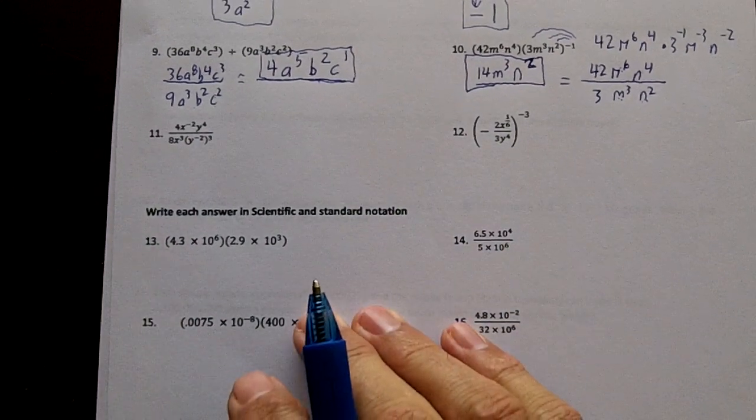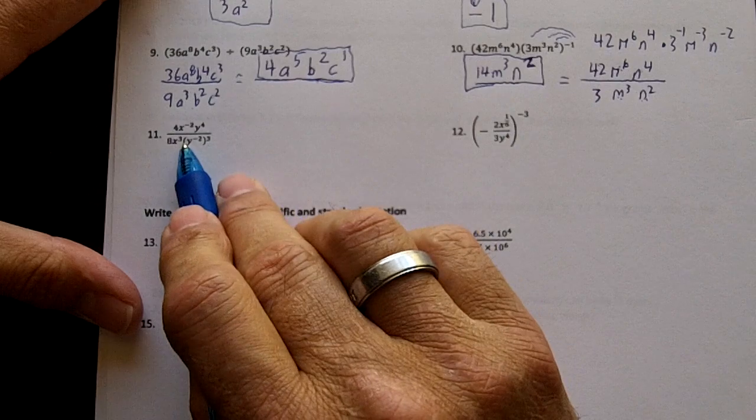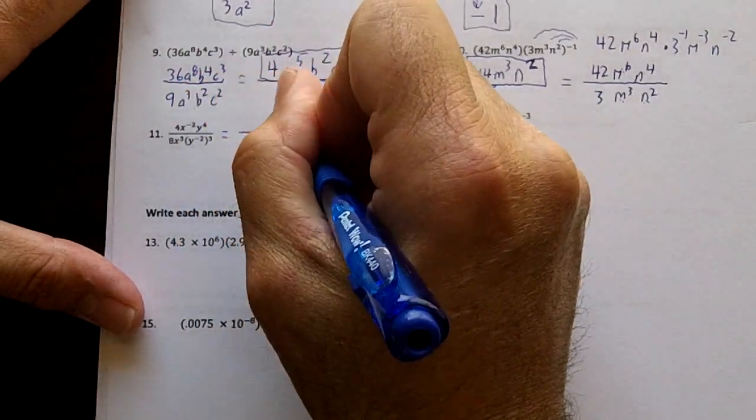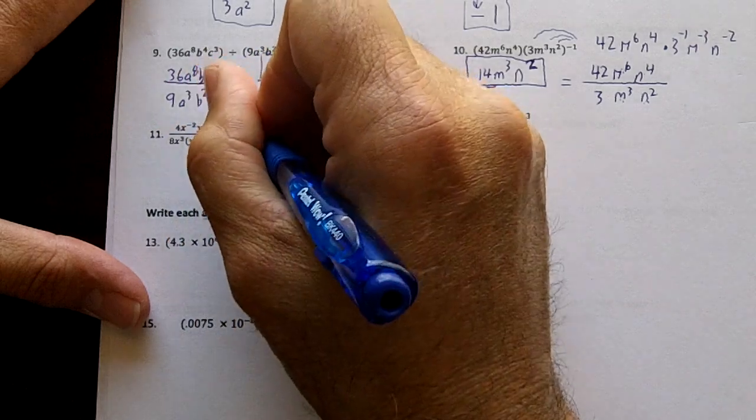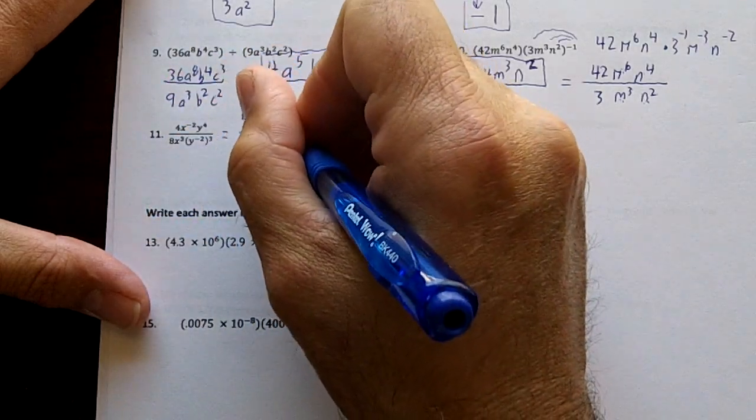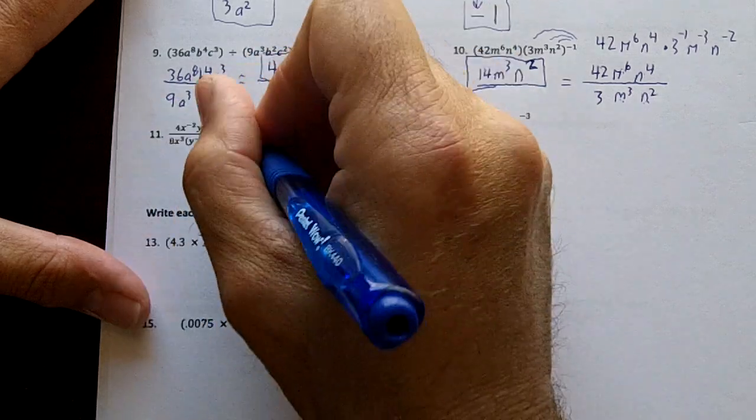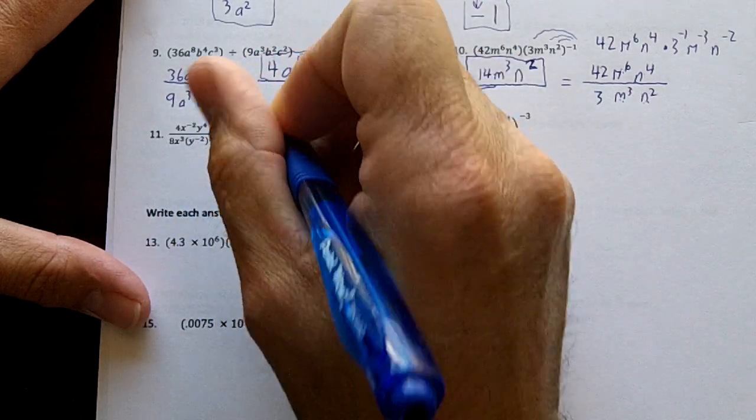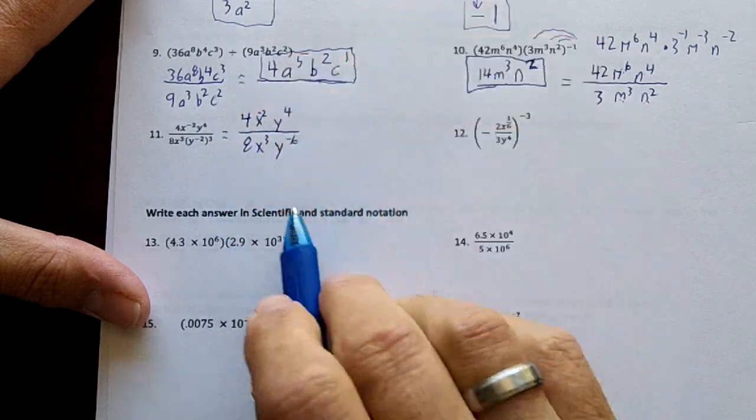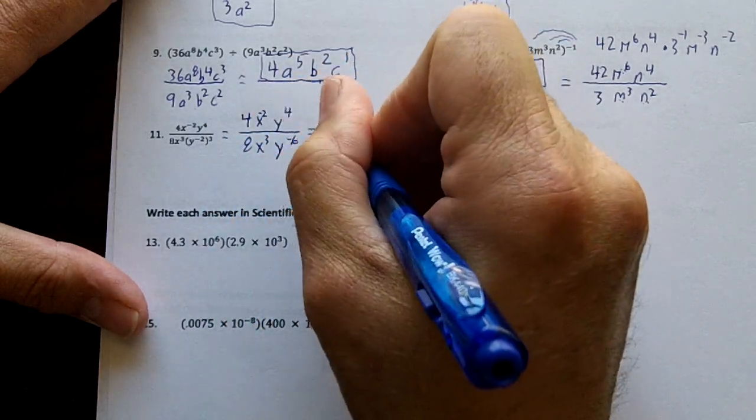Okay, we have number 11. First thing I want to do on number 11 is get rid of this parentheses. So I'm going to rewrite the problem and get rid of that parentheses. So 4x to the negative 2, y to the 4, 8x to the third, negative 2 times 3 is negative 6. So I have this.